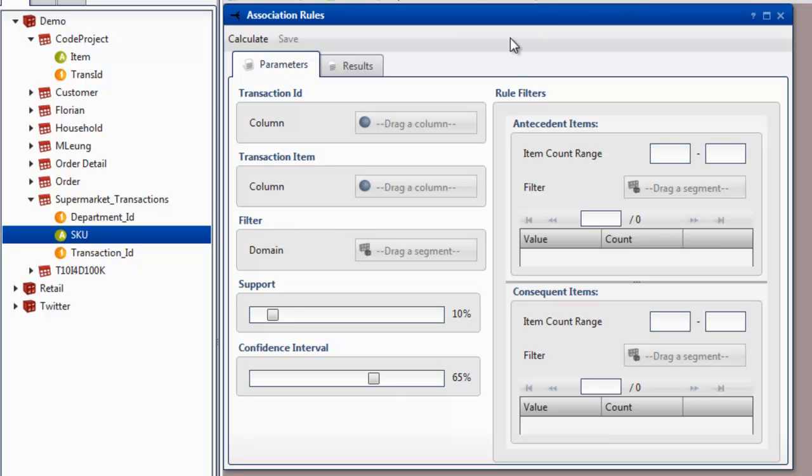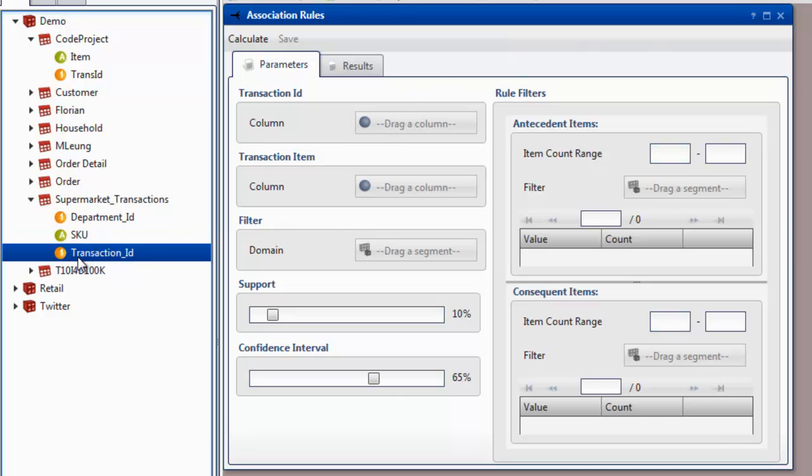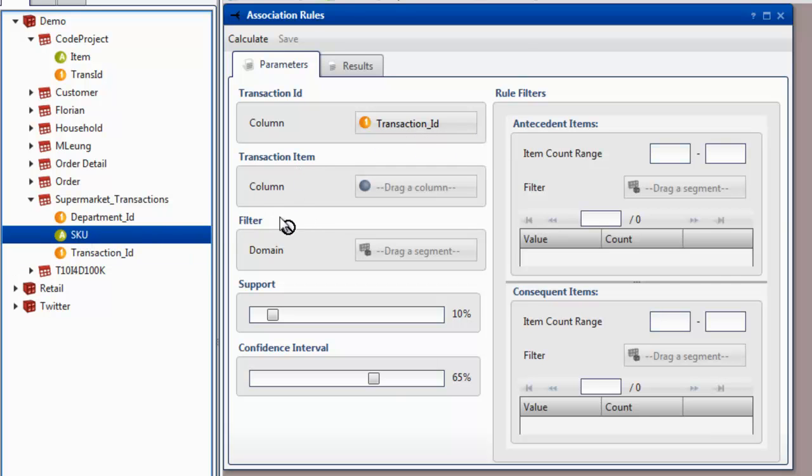Okay, so I'm going to give you an explanation now of the fields that you see on this form. First one, transaction ID. Fairly obvious, it's going to be the transaction ID of the data set. Second, transaction item. We're interested in the products. Filter. Now, this is when you want to apply a filter to the data set. So, for example, we could run the analysis for a very specific department, or we may want to run the analysis for a very specific year or a quarter.